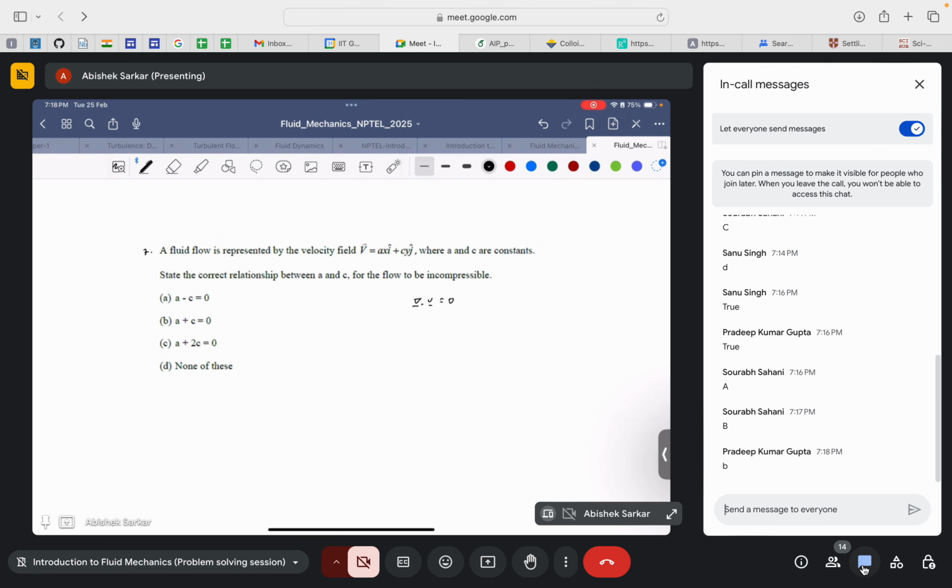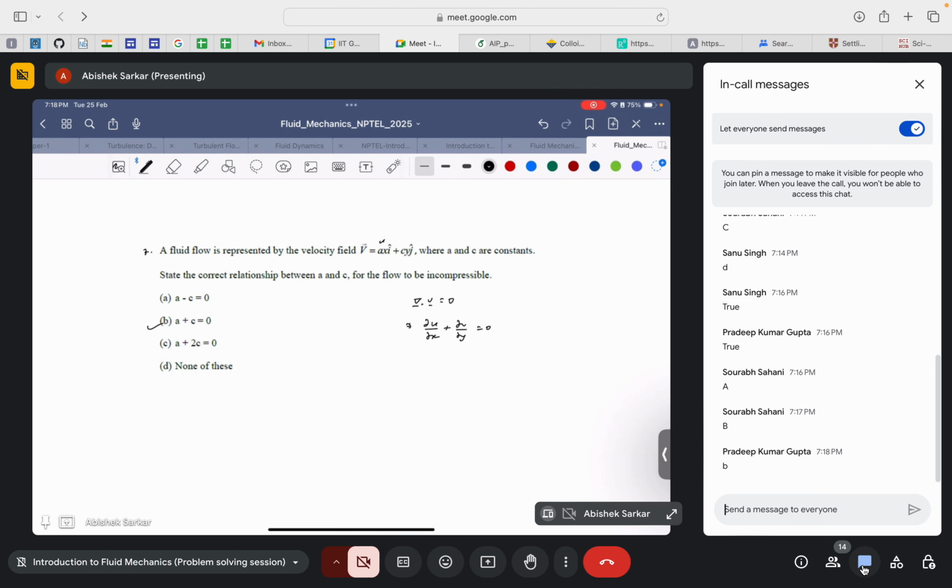Okay. So yeah, it is correct. Correct answer is option B. Again, it's quite simple. The divergence of the velocity field would be something like dou u by dou x plus dou v by dou y would be equal to 0.